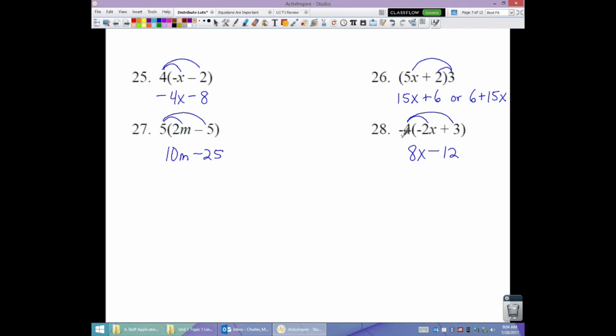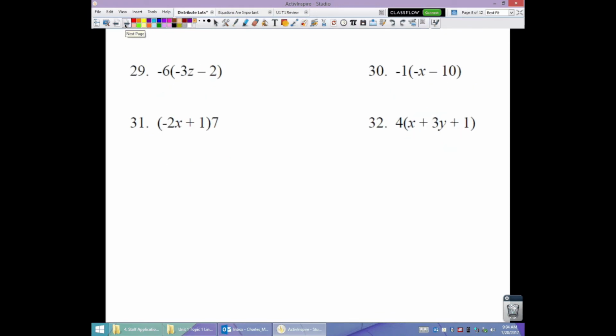Again, make sure the sign in front of the number has to stay with the number. So there's no point where you are just bringing this positive right here down. It was a negative times a positive, so my 12 is negative. Okay, on 29, negative 6 times negative 3z is positive 18z, and then plus 12. Positive 1x, or just x, negative 1 times negative 10 is positive 10.